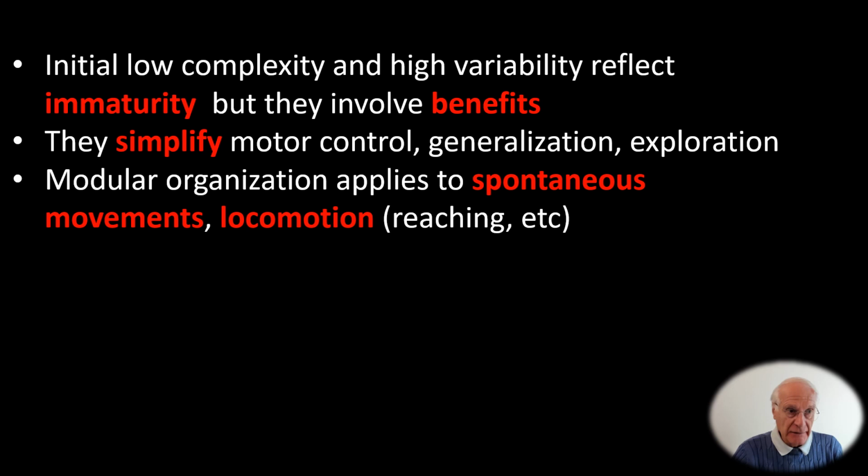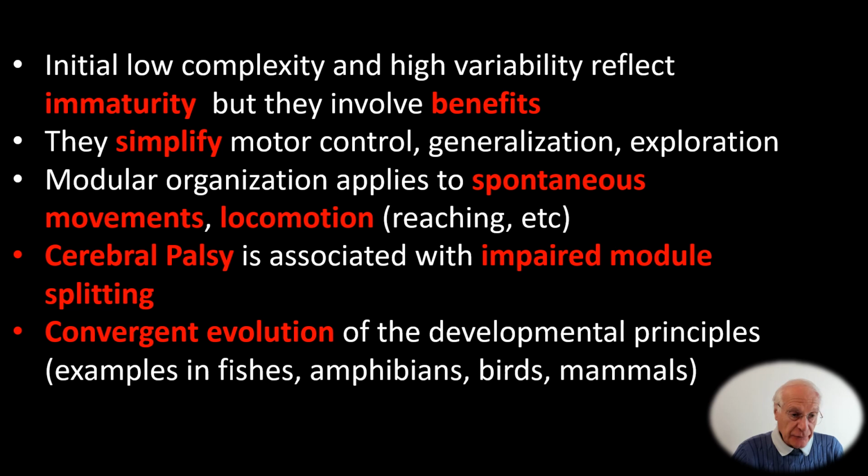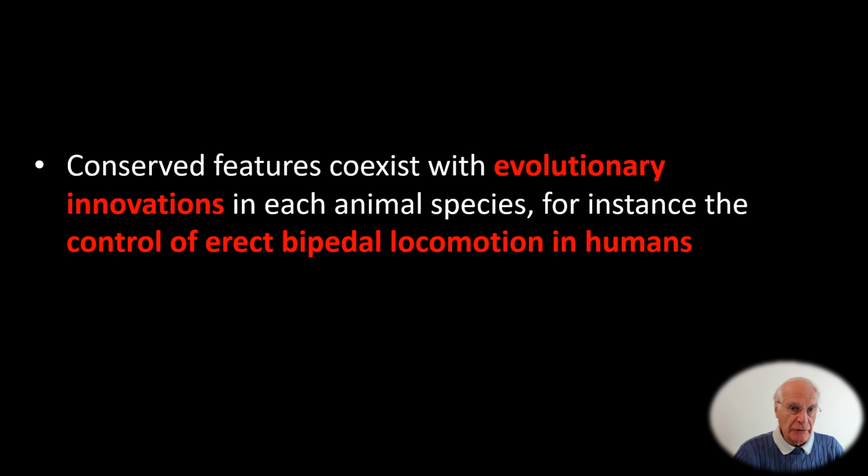Modular organization applies to spontaneous movements and locomotion. Also other kinds of movements I did not discuss, such as reaching. I also showed that cerebral palsy is associated with impaired module splitting. I provided evidence for convergent evolution of the developmental principles, with examples in fishes, amphibians, birds, mammals. Conserved features coexist with evolutionary innovations in each animal species. For instance, the control of erect bipedal locomotion in humans.